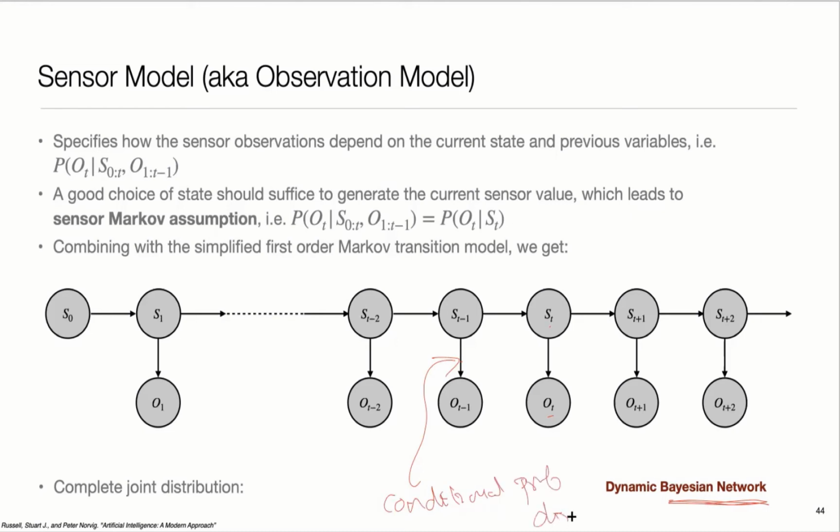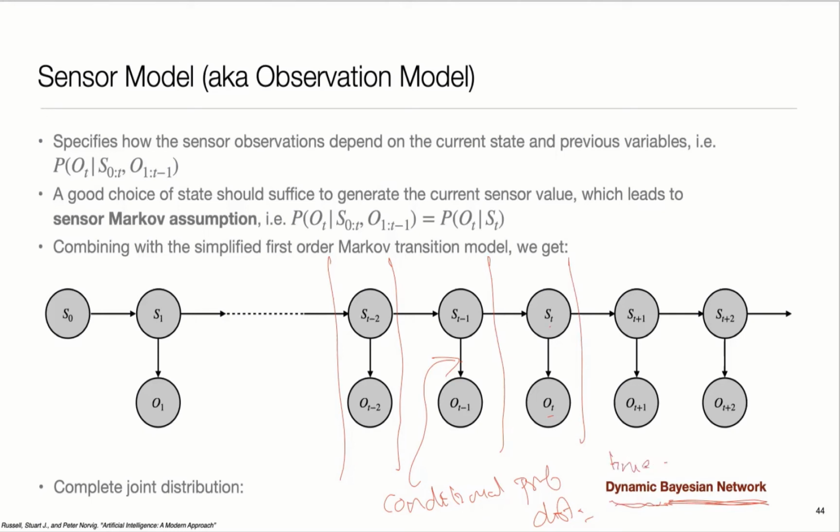Now, this type of Bayesian network, I'm going to describe that a little bit more in detail. But this type of Bayesian network is called dynamic because we have these time slices. So this is time step t minus 2, t minus 1, t, and so on and so forth. So it's dynamic because it's time.